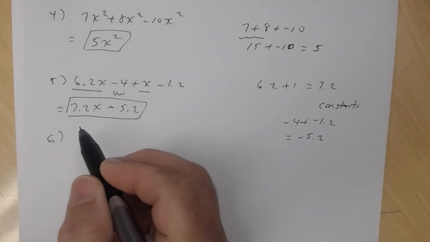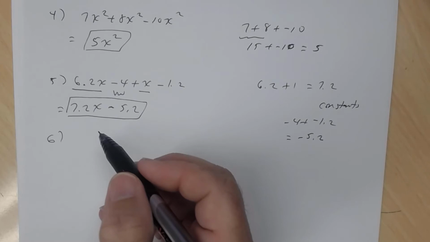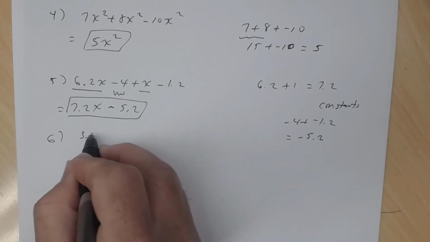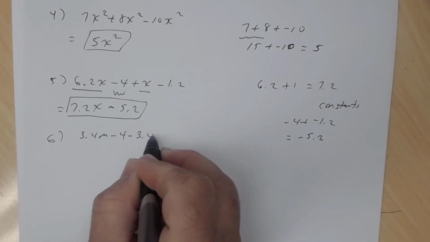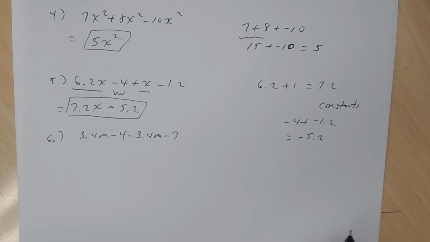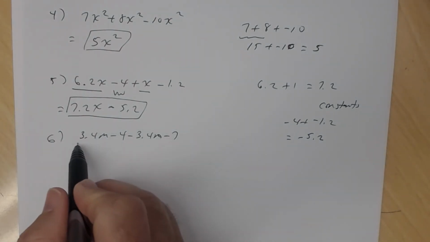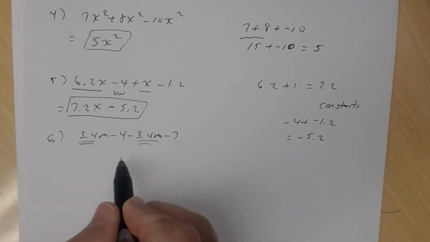Okay, number 6. Suppose we had 3.4m minus 4 minus 3.4m minus 7. I suppose I had that. All right, so again, I have 4 terms. I'm going to underline those like terms. Those two are the variables.